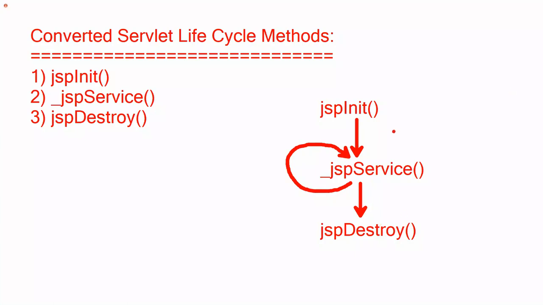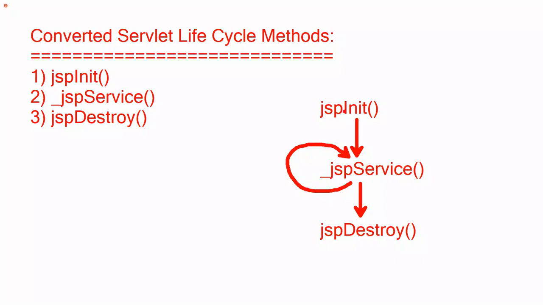You observe: jspInit, _jspService, jspDestroy. But for these two, underscore is not there; for this one, underscore is there. Those are the lifecycle methods, these three lifecycle methods. And in further programming, if an underscore appears, you can understand that we should not touch that code. It is a system related method.